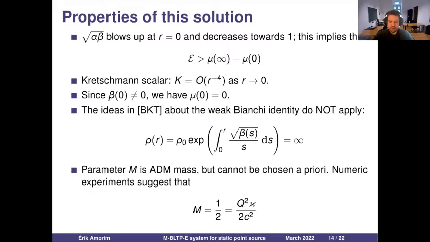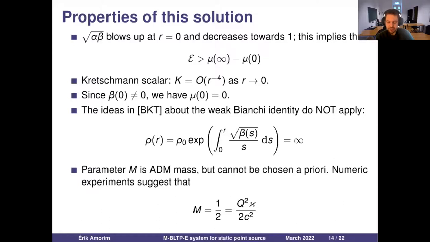And so if you want to now study a form of the weak Bianchi identity for the spacetime, the ideas that you find in BKT don't work anymore. Here's the formula of the coordinate rho that's used for that work. This is going to blow up. This integral, because beta of zero is non-zero, behaves like 1 over r around r equals zero, so it explodes. Which doesn't mean there is no formulation of the weak Bianchi identity. It just means you have to be more clever to find one. I haven't started doing this specific thing yet, but it is in my plans.